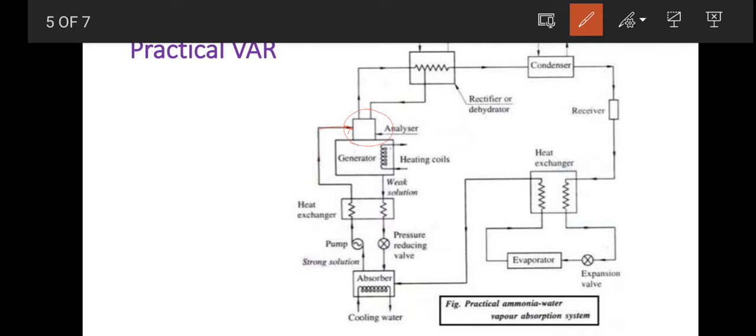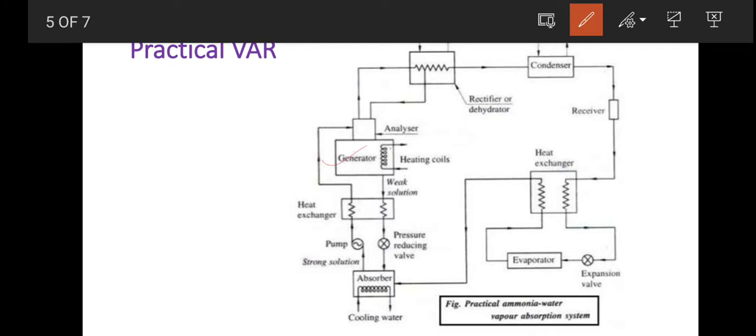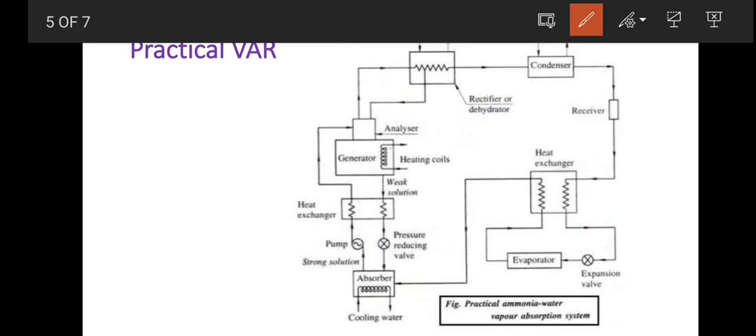Before studying the analyzer, we will see the generator function. In the generator, the strong solution is taken in and we supply the heat. After supplying the heat, the strong solution is converted into weak solution by removing the ammonia vapor from the top, and that weak solution is again supplied to the absorber. So this is about the generator. Now first we will see the analyzer.